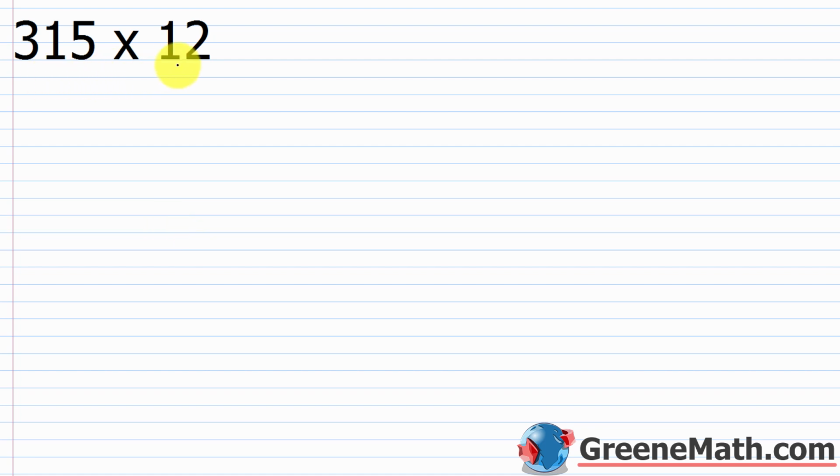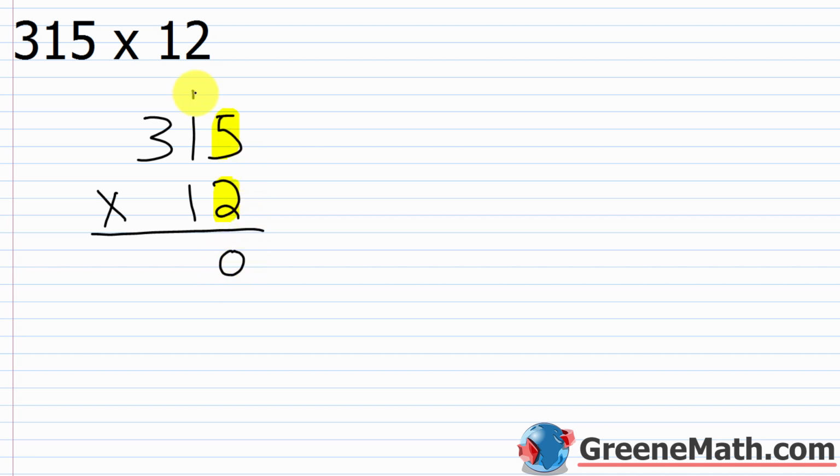So let's start out by thinking about 315 times 12. So again, I'm going to write the number with more digits on top and the number with fewer digits on the bottom. And again, I want to start out at the rightmost digit of the bottom number and multiply it by the rightmost digit of the top number. So 2 times 5 would give me 10. Now, I'm going to put a 0 down, and I'm going to carry a 1. Next, I'm moving to the left. So I'm doing 2 times 1. So 2 times 1 is 2. Then add 1, so that's 3.